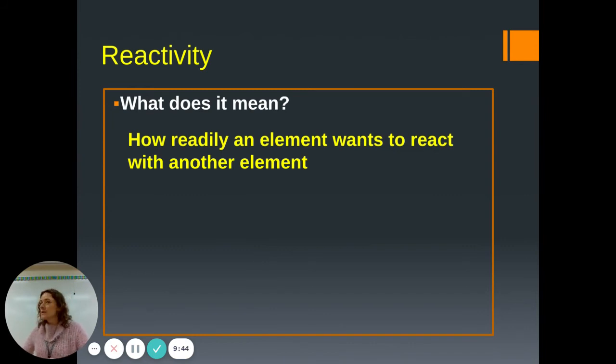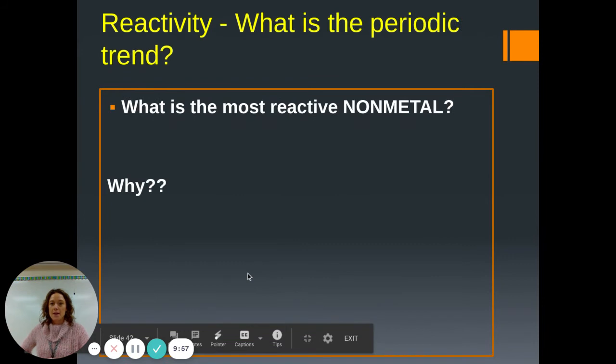Reactions do not happen because of the nucleus not being happy. If that's occurring, that's nuclear radiation. That's a nuclear reaction. That's not what we're dealing with. Every reaction we ever watch is because electrons are wanting to dance around and change partners, okay?